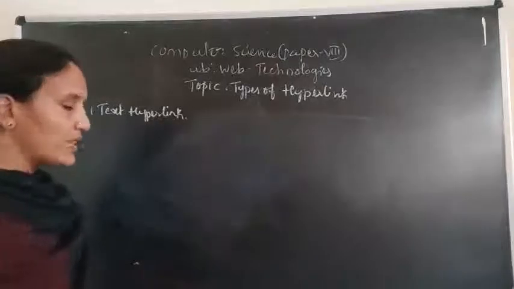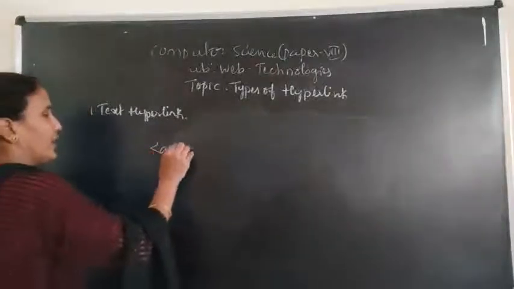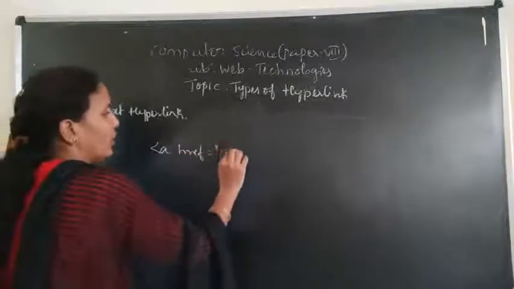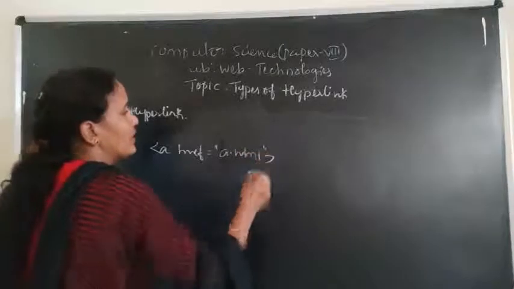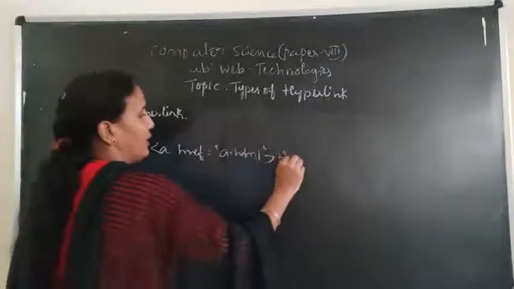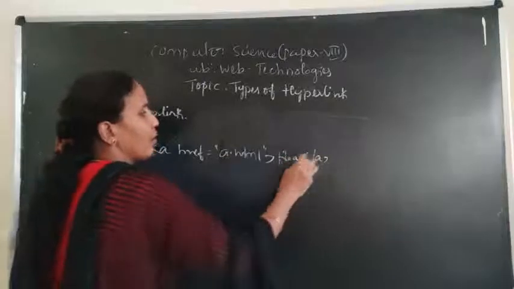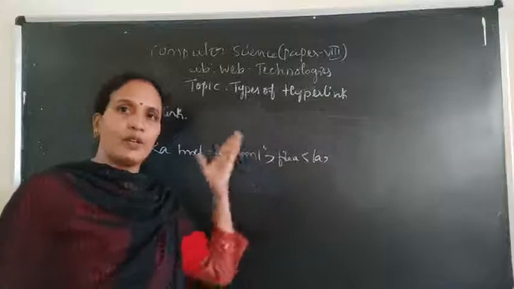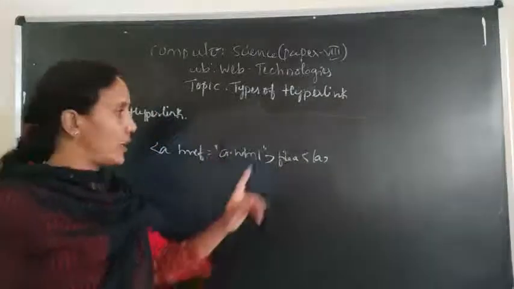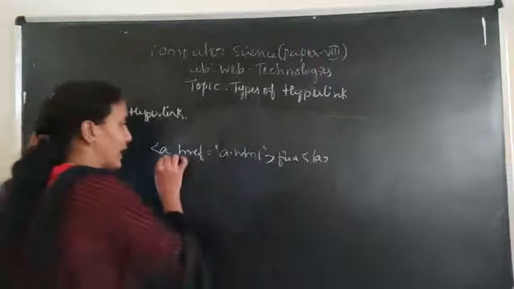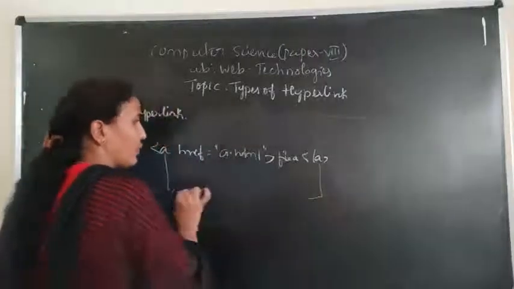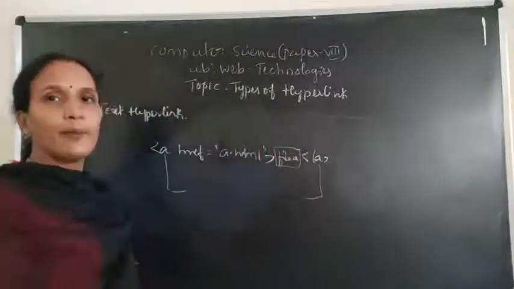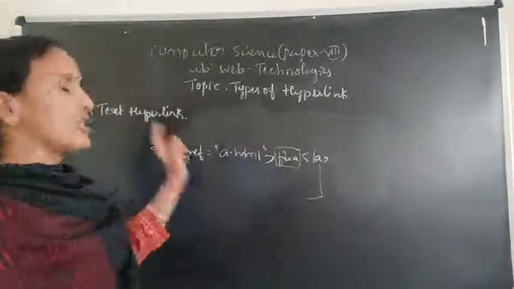Text hyperlink means, for example, this is an anchor tag, href equals, as already explained, a.html. Next I am giving file A. You can give any hypertext. What is the use of this hypertext? If you click on this, you will move from the current document to another document. Only for that purpose we use this hypertext. So here, between this anchor opening and closing, if you are using this hypertext, then that type of link is called a text hyperlink.